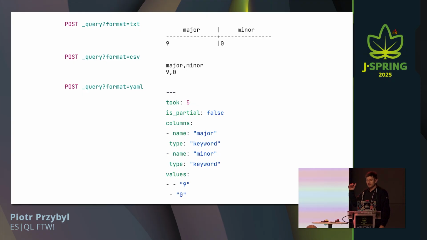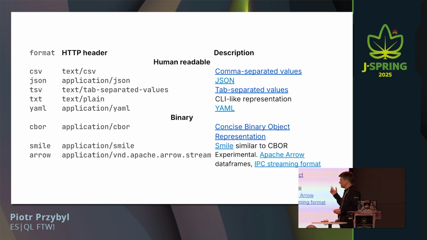So as you can see, this is the same data in four formats already, and the descriptive ones also have metadata, like JSON or YAML. So this is the list of formats.